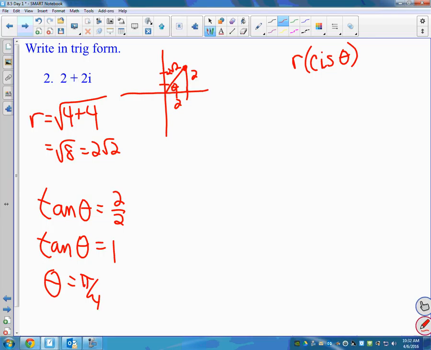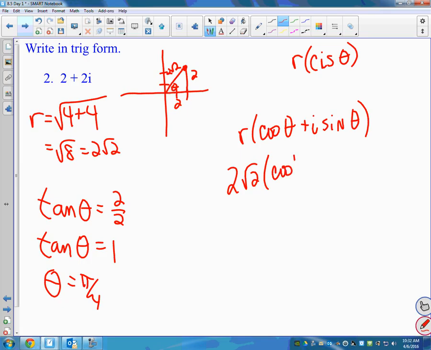So to write a complex number in trig form, all you have to have is r and theta, and I'm going to write it out fully, and then I'll write the shortened version. So r cosine of theta plus i sine of theta would just be 2 radical 2 times my cosine of pi fourth plus i sine of pi fourth. Those of you that took pre-cal with me last year, we did this. We didn't do this cis form, which you can see is shorter, right?